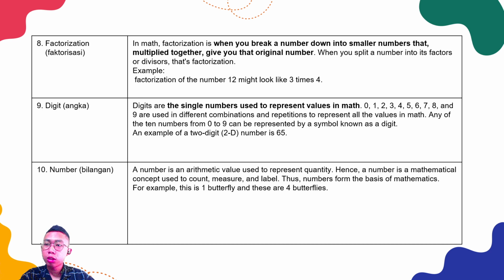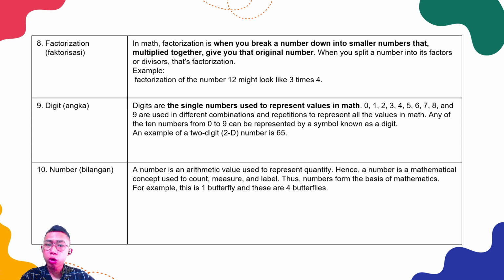Factorization. In Bahasa it is faktorisasi. In math, factorization is when you break a number down into smaller numbers that, multiplied together, give you the original number. When you split a number into factors or divisors, that's factorization. Example: a factorization of the number 12 might look like 3 times 4.